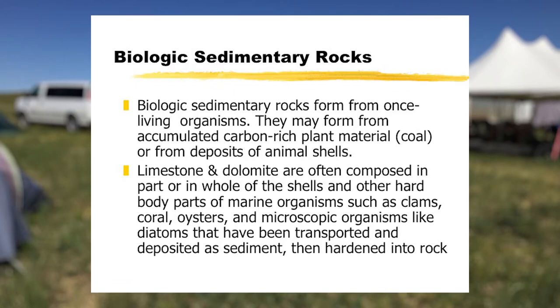There also are biologic sedimentary rocks. These are rocks made of either the remains of fossils or the remains of plants. For example, coal. Coal is a rock. It is carbon that has been reduced from plant material, and the plant material has been altered by heat and pressure and water to make coal, and the coal is a rock.